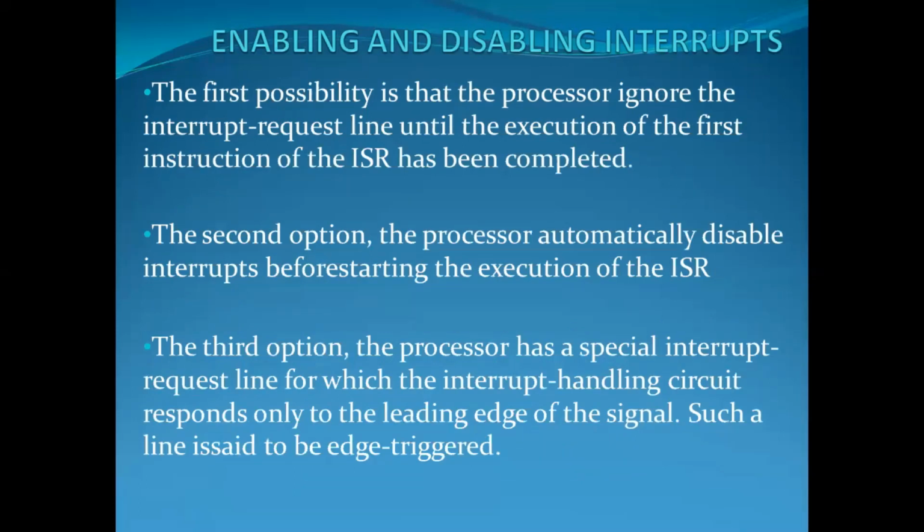The second option is that the processor automatically disables the interrupts before starting the execution of the ISR. After saving the contents of the PC and the processor status PS on the stack, the processor performs the equivalent of executing an interrupt disable instruction. It is often the case that one bit in the PS, the processor status register, called interrupt enable, indicates whether the interrupts are enabled.